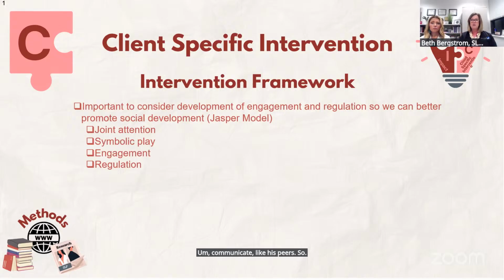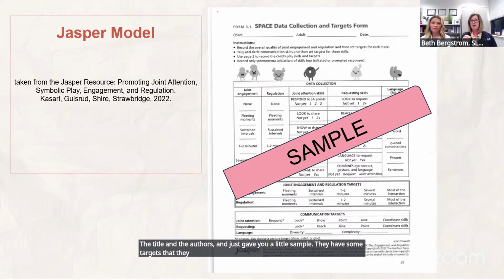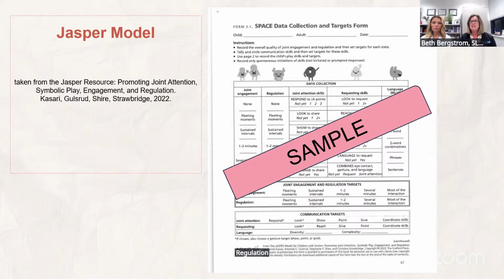So we found the JASPER model that we used as our framework, and it talks about ways to improve joint attention, symbolic play, overall engagement, and regulation. From the JASPER Model resource book, I put here the title and the authors and just gave you a little sample. They have some targets that they collect through a data collection. So you can see on this sample that you're looking at things like joint engagement, regulation, joint attention skills, requesting skills, and language skills.